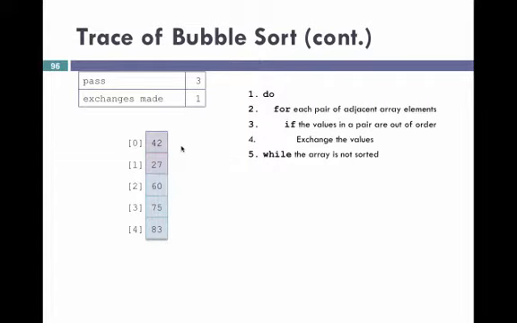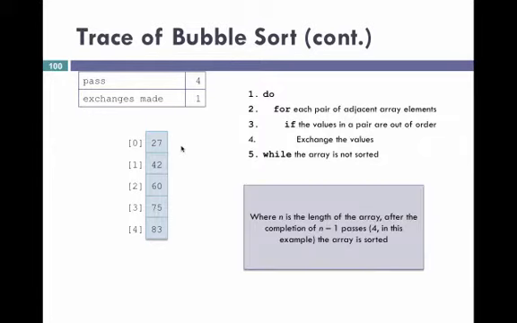Now we're just left with the first two items. For pass 4, we'll compare them and we'll swap them again. You'll notice 27 started out at the bottom, so on every pass we had to swap it to an earlier position. And now the array is in sorted order. Where n is the length of the array, after the completion of n-1 passes, the array is sorted.